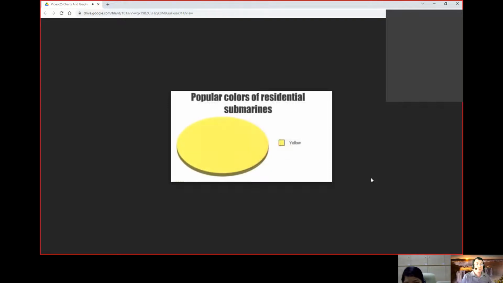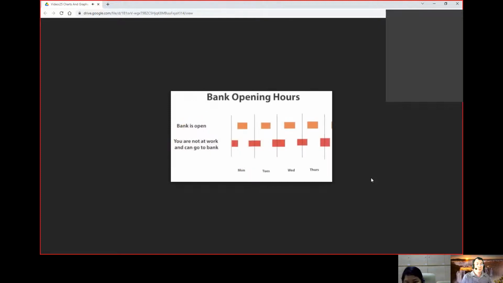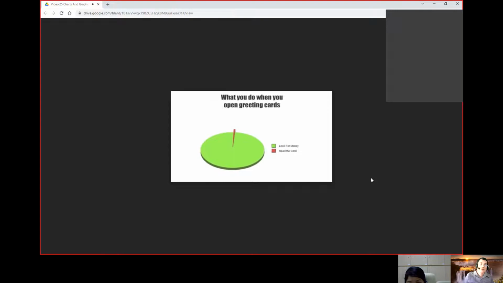Number 16. Popular colors of residential submarines. Number 15. The hours when a bank is open versus the hours that you're free and can actually go to the bank. Number 14. What you do when you open greeting cards. Look for money versus actually read the card.